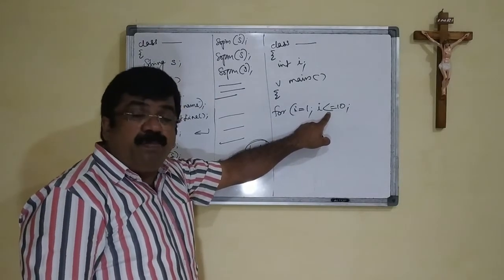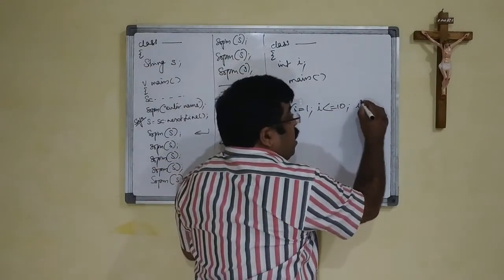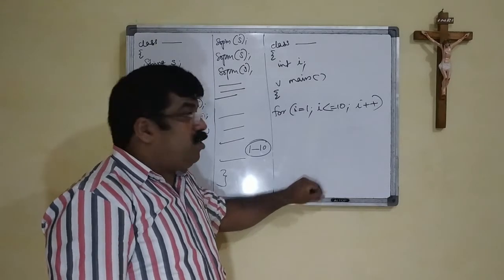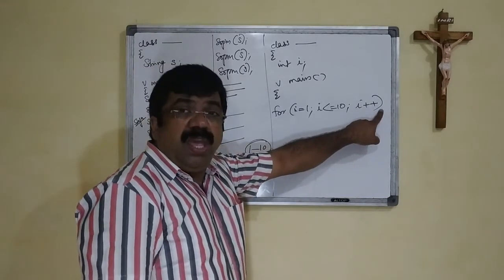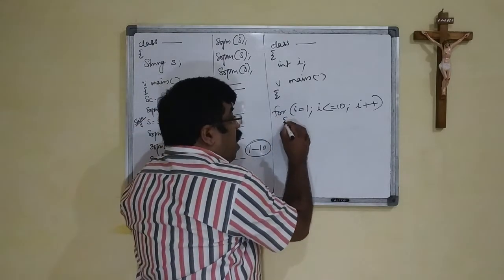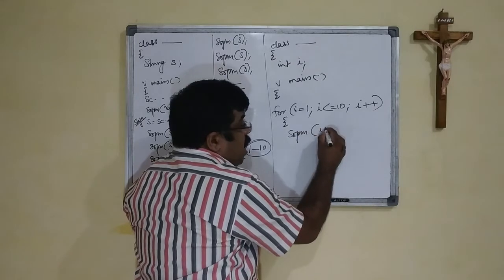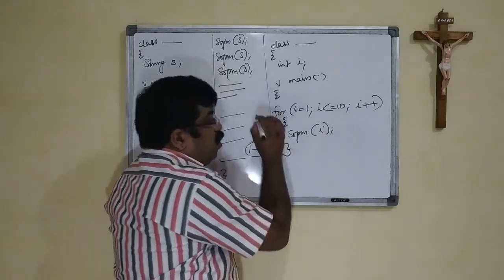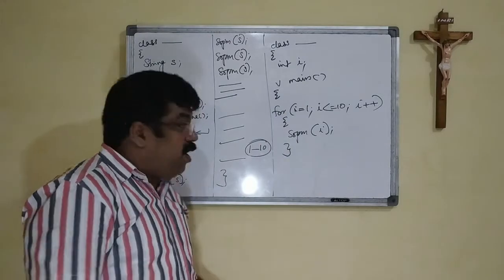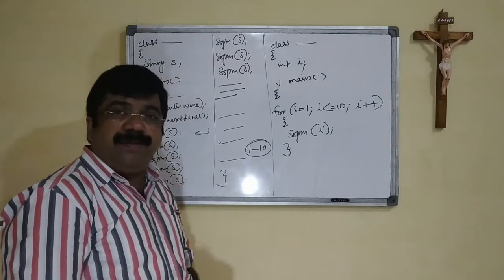Where should we stop? Okay. Then what should be done? We should increment the value. The value of I is incremented. Then what do we have to do? I have to print it, SOPLN I, and the closing brace. This is the for loop for printing the numbers from 1 to 10.